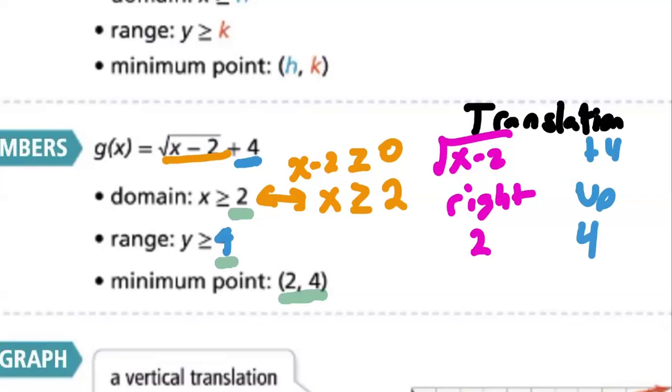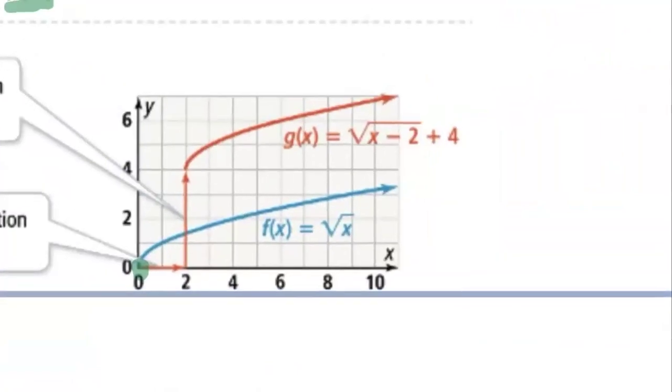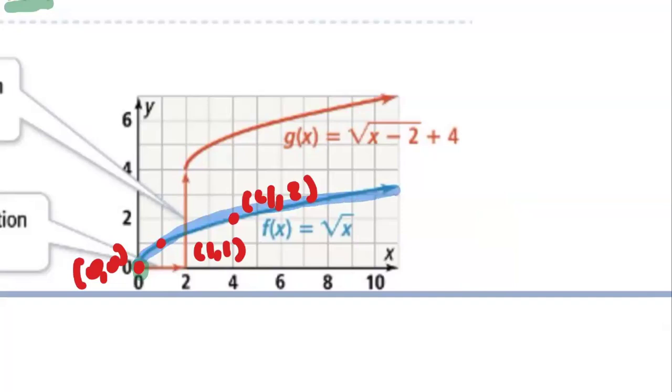When you're graphing any type of equation, you'll need 3 coordinates. So for this one right here, the square root of x, there's 3 coordinates you need to know. You need to know 0, 0, 1, comma 1, and then 4, 2. Those 3 coordinates give you the original equation. If you do the transformation going to the right 2, up 4, you actually get the graph.